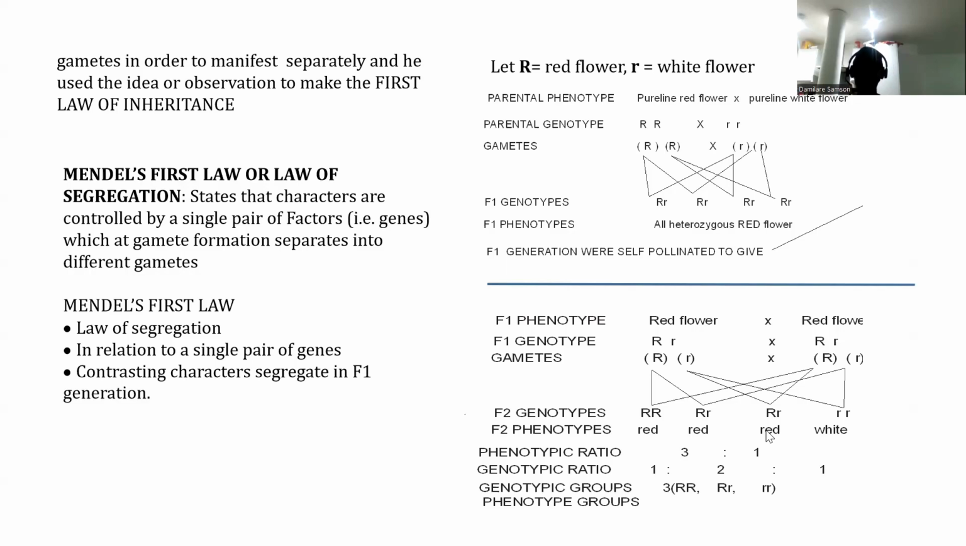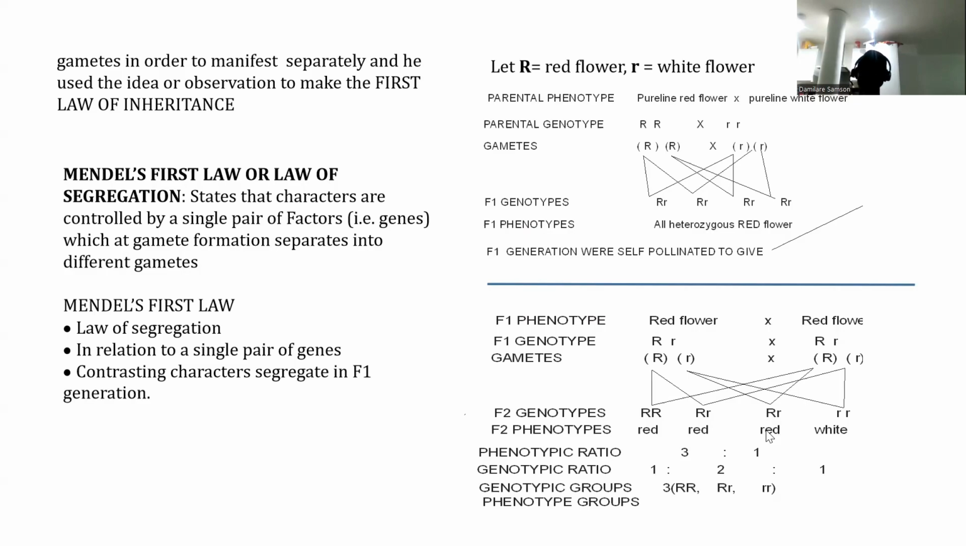Red, white. This character is controlled by a single pair of factors, which are called genes. A single pair of genes is what controls it, meaning two genes, and they will always be alleles. If you remember the definition of allele, one will be talking more about the other. During gamete formation, this single pair of genes will now separate into different gametes. I'm going to explain that from the very crossing that we'll be doing now.